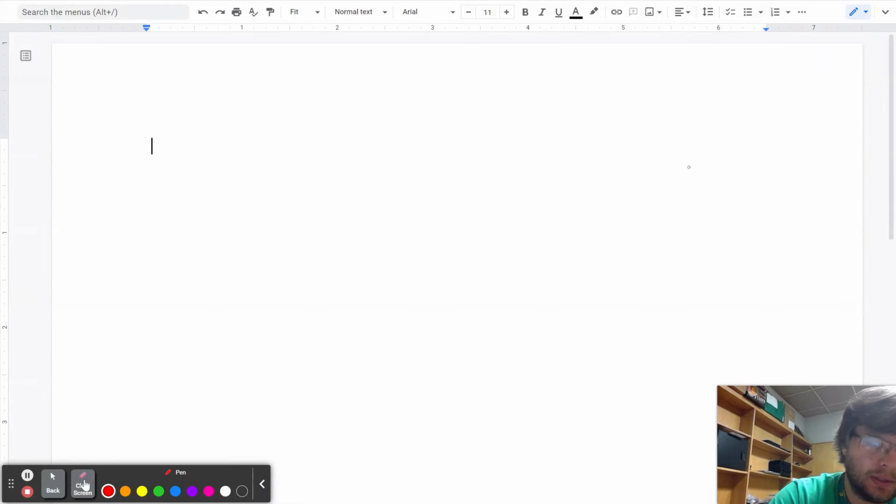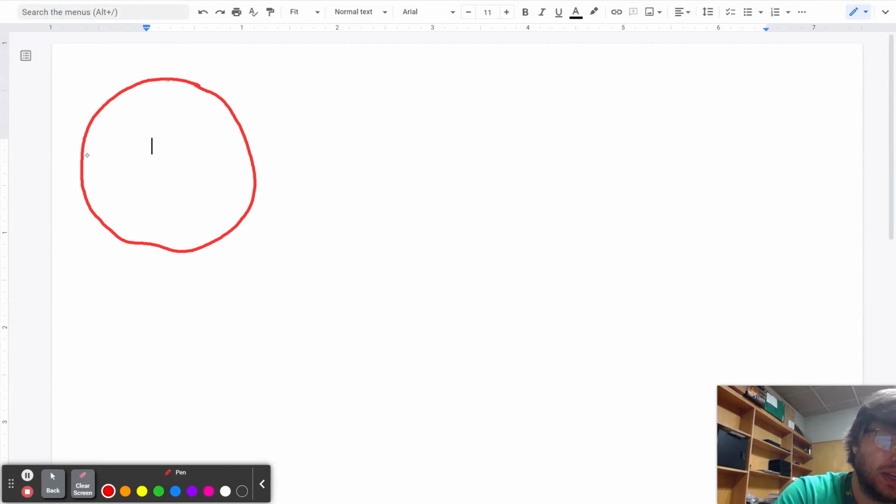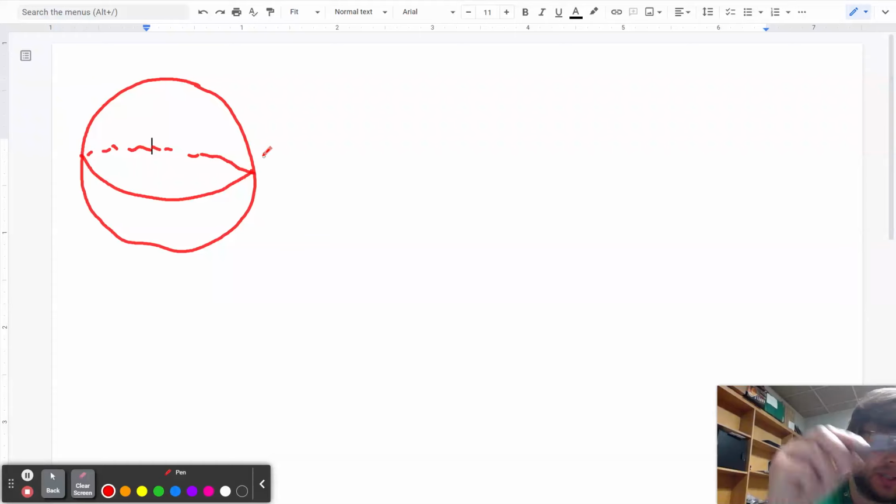All right, so give this a shot here. We've got a sphere, and inside of the sphere we have a cone. And the question is, what's the biggest cone that we can fit inside the sphere?